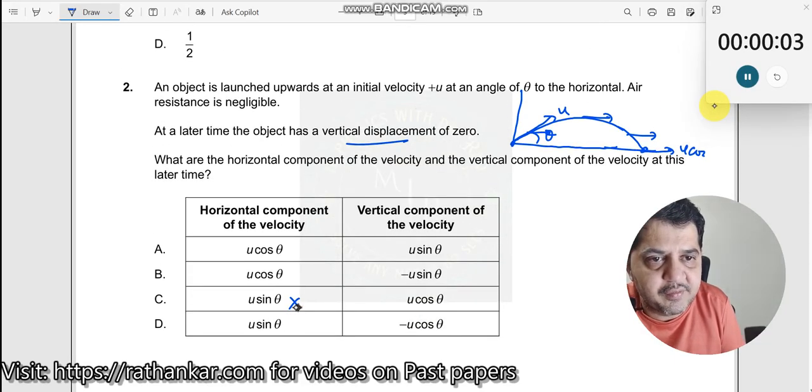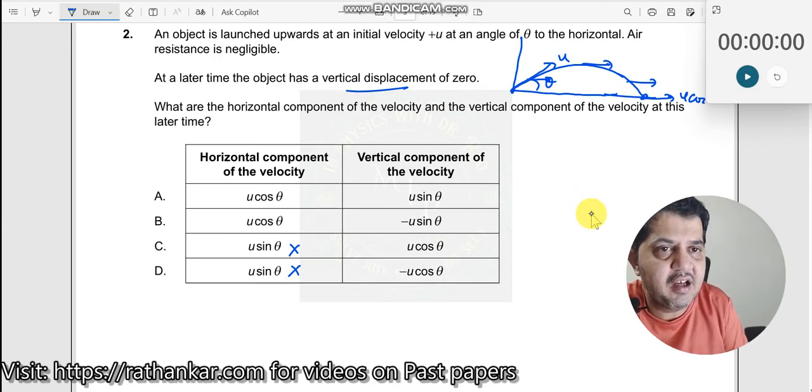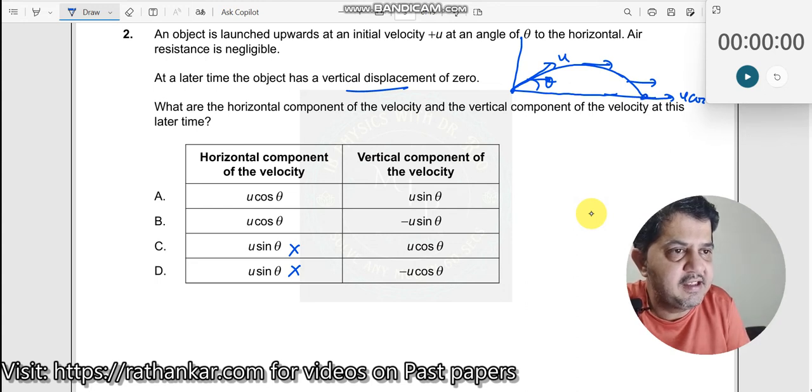So these two go off over here. Then what happens? What is the horizontal component and the vertical component? What is the vertical component? See, the velocity at this instant would be like this over here. So therefore, now if this is u cos theta, this should be u sin theta.